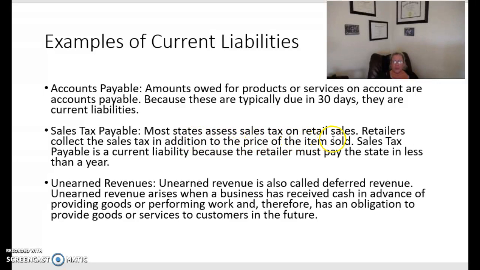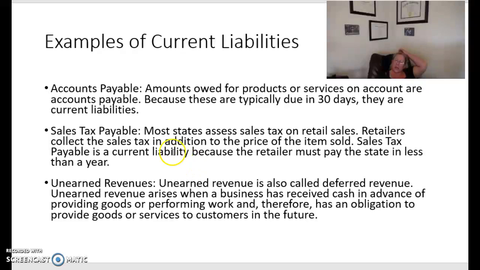Sales tax payable. Most states will assess sales tax. I think they all do. I don't know of any that doesn't collect sales tax. Retailers collect the sales tax in addition to what they charged for the item that they sold. And sales tax payable is a current liability because the retailer has to remit the sales tax to the state in less than a year. Usually there are some rules about that. It depends, I think, on how much business you do and probably the state you're in. But I think most businesses probably do it every 30 days.